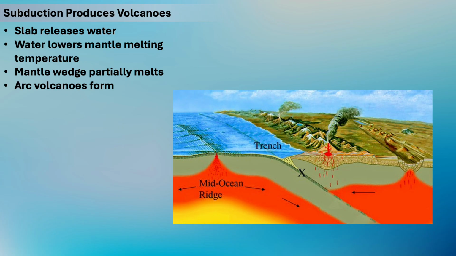The magma produced by this melting is buoyant and rises through the overlying plate. Over time, repeated eruptions build a chain of volcanoes known as a volcanic arc, located at a characteristic distance from the trench. This explains why subduction zones are consistently associated with volcanic arcs rather than random volcanism.